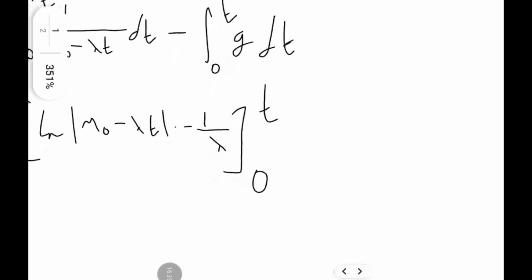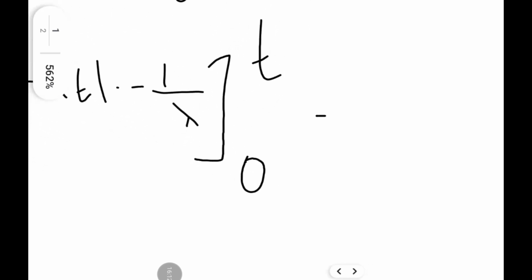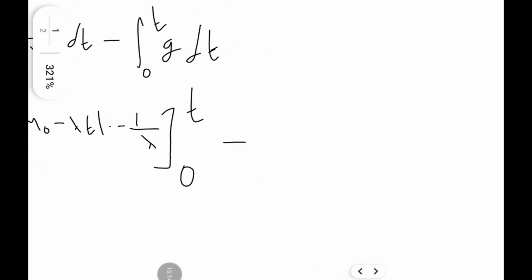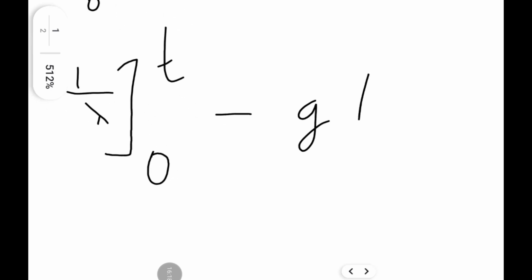And then for g, it's just going to be minus gt, t and then 0, so it's going to end up becoming, like before, gt.